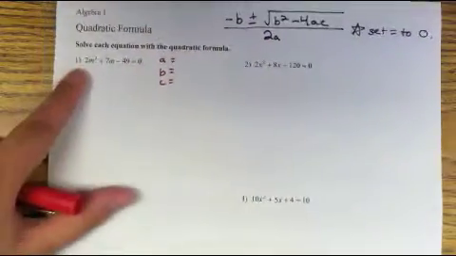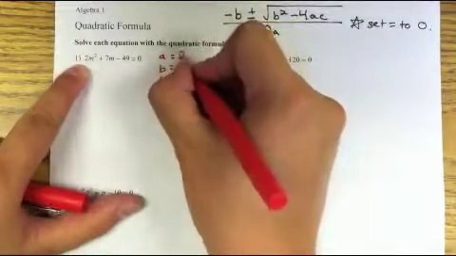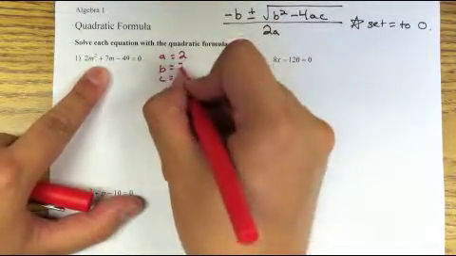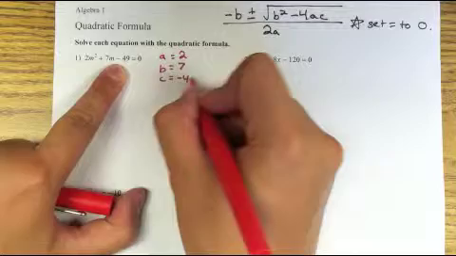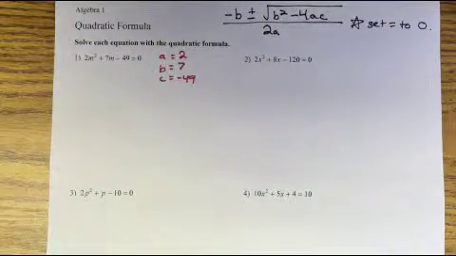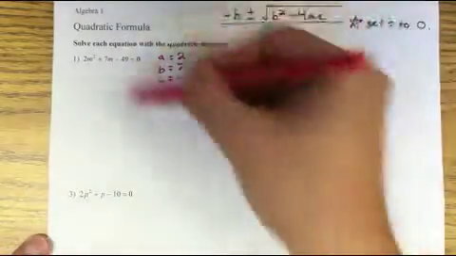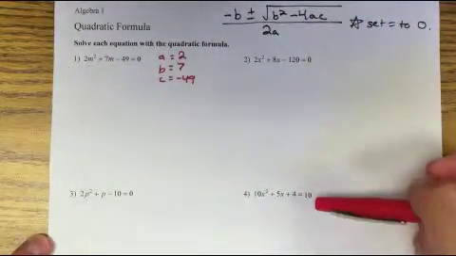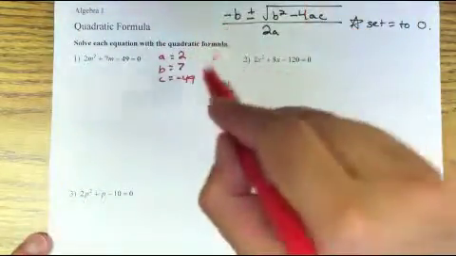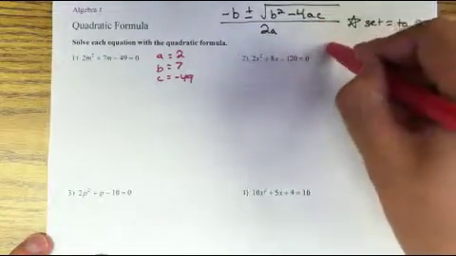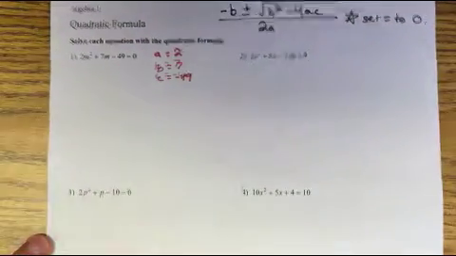What is my A coefficient? It's 2. What is my B coefficient? 7. And negative 49 is my C coefficient. Okay, easy stuff. What do you think we're going to do with these? Oh, you got it. We're going to substitute these numbers into the equation. Okay, so let's get her done.